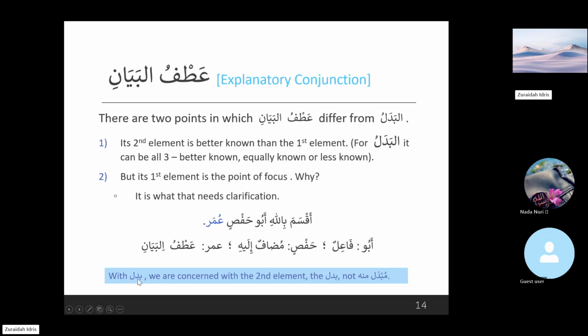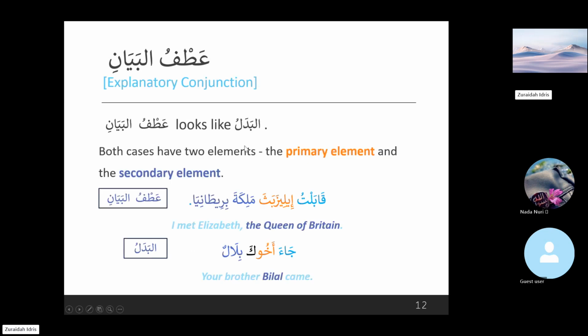And here I stressed again, with badal, we are concerned with the second element, the badal itself, not the mubdal minhu. It's the badal itself that is important. So if you look at the previous example, the badal, Bilal, is our point of focus. In this case, the point of focus is Elizabeth, and we're explaining who she is.